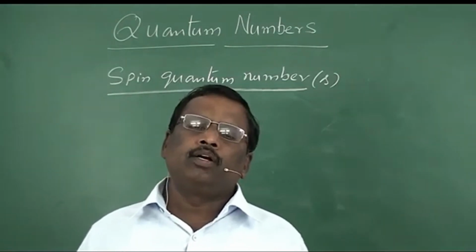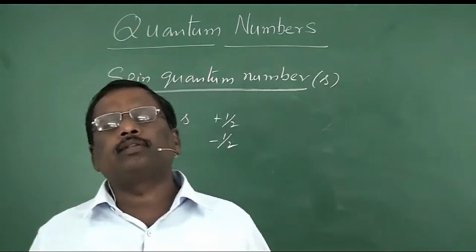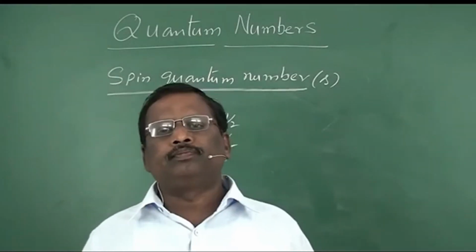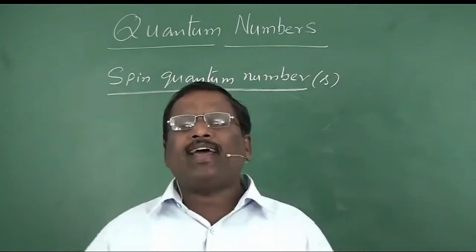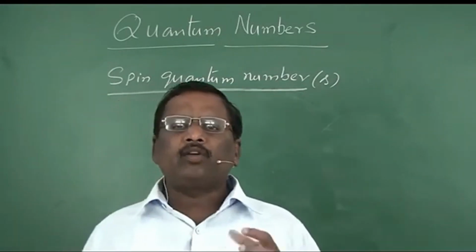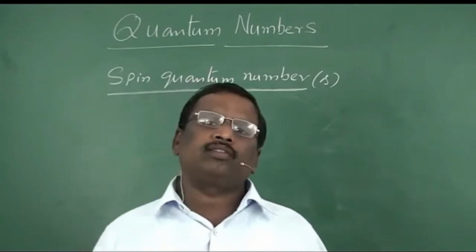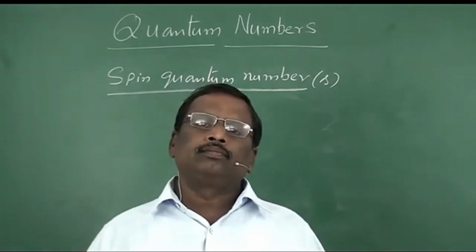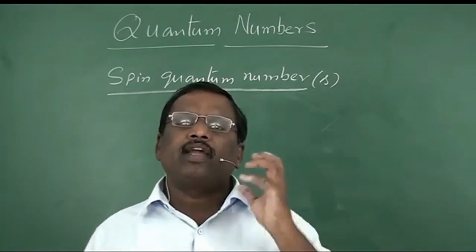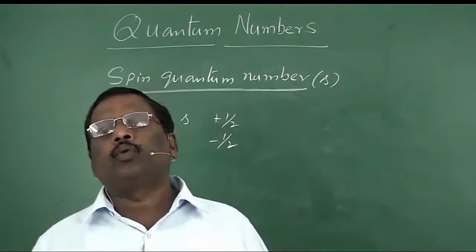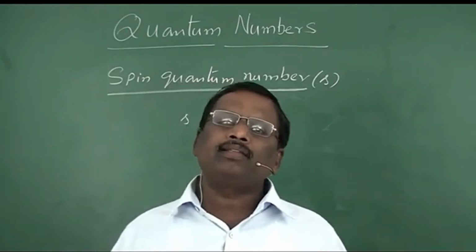This quantum number was proposed by Uhlenbeck and Goudsmit. It gives us the information regarding the spinning direction of an electron. For spinning, only two possible directions are there. One is clockwise spinning and another one is anti-clockwise spinning. So one orbital can accommodate only two electrons, one with clockwise spin and the other with anti-clockwise spin. That's why it has only two values. Possible values are only two. One is plus half and the other one is minus half.